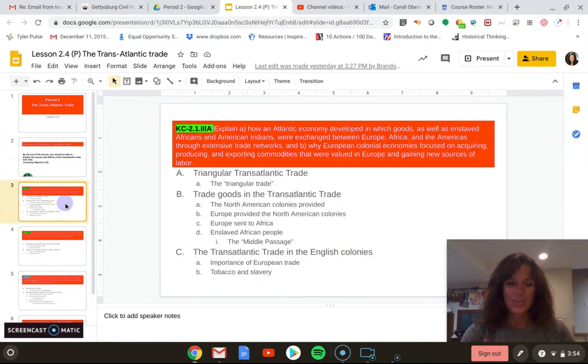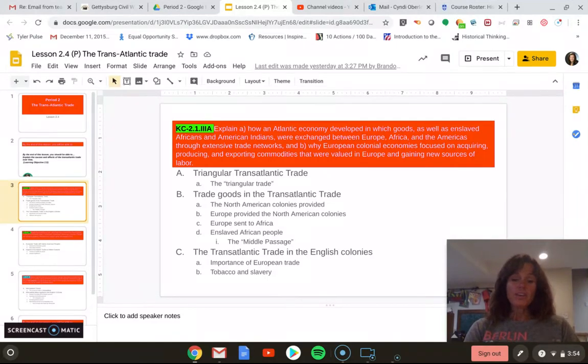Let's move on to our very first key concept. This is all about the development. What caused the development of this transatlantic trade? The economies of Europe, Africa, and the New World were all inextricably intertwined.